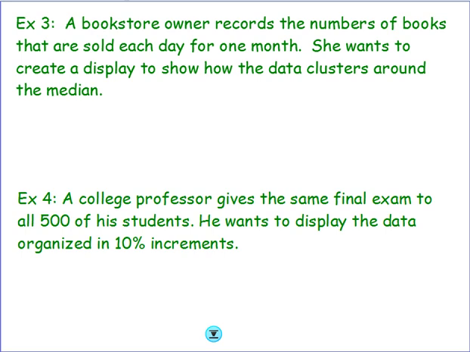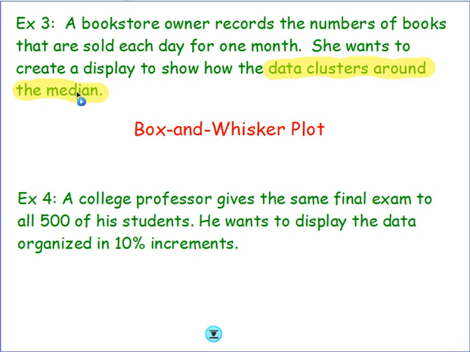So a bookstore owner, we're looking at example 3. A bookstore owner records the number of books that are sold each day for 1 month. Again, people read that, they stop right there, they think, ooh, 1 month, that's time, it's a line graph. However, if we keep reading, she wants to create a display to show how the data clusters around the median. There's your key phrase. Data clusters around the median. That automatically means median, box and whisker.